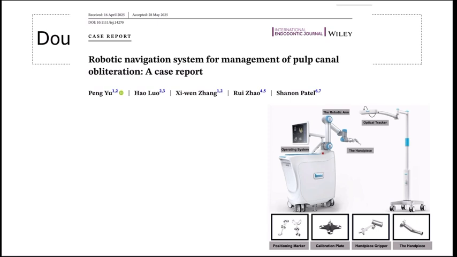The paper is titled Robotic Navigation System for Management of Pulp Canal Obliteration: Case Report. Pulp canal obliteration remains a significant challenge in endodontic treatment. Locating the canal is often difficult, and attempts to gain access may lead to excessive dentine removal and serious complications such as perforation, canal deviations, or instrument separation, even when using the microscope or CBCT.